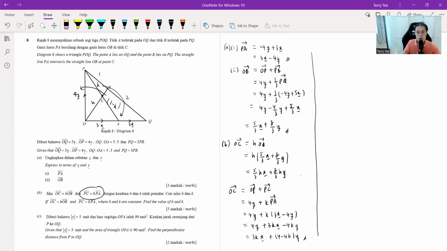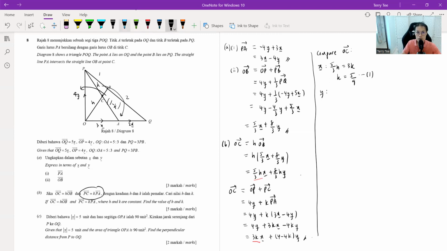Now, I want to find h and k. There are 2 versions that I have. The first version is this and this. I'm comparing my 2 versions of OC. So first we compare your x. 5 over 3h is now 3k, right? Maybe I make k the subject. Up to you. You can make k or h. I got k equals 5 over 9h. First equation.